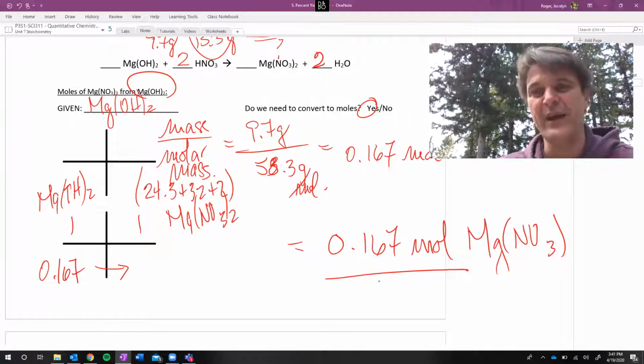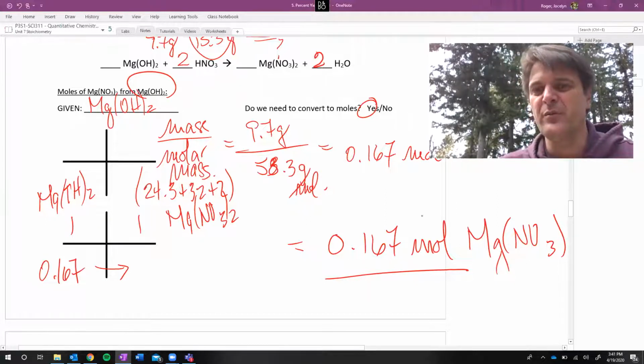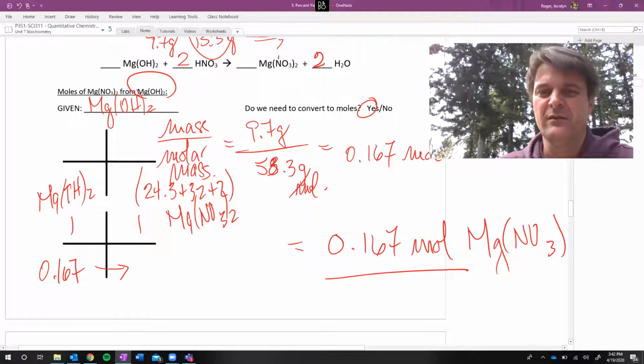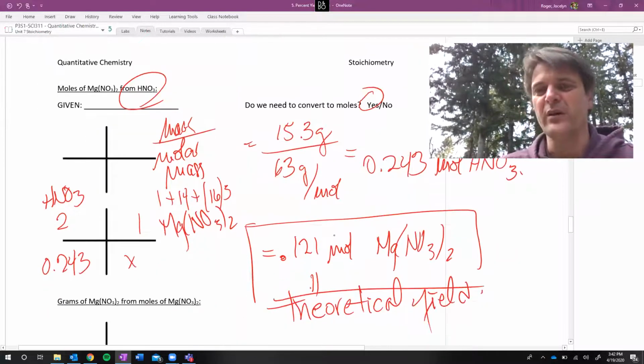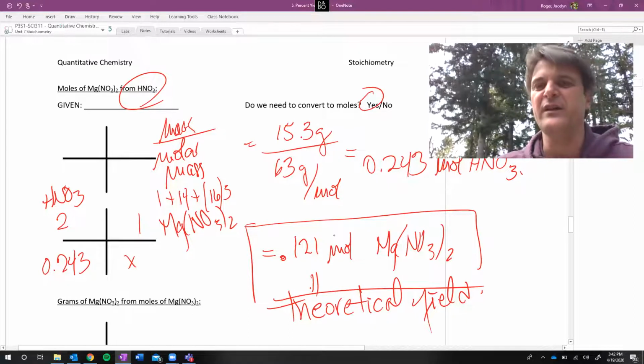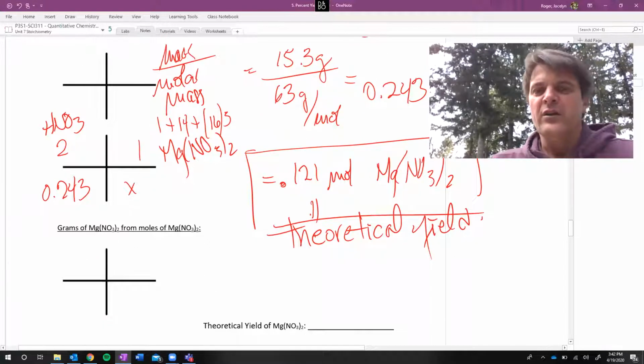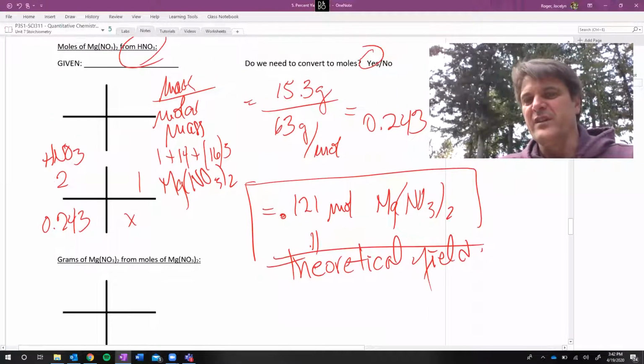That's why nitric acid is your limiting reagent. Magnesium hydroxide is your excess reagent. So that's why we don't use the numbers from the excess reagent in the calculation, because we'll never get there. Where we could get is 0.121. That's the maximum amount we can get, and then we're going to run out of nitric acid and the reaction will stop. So how many grams does that give us?